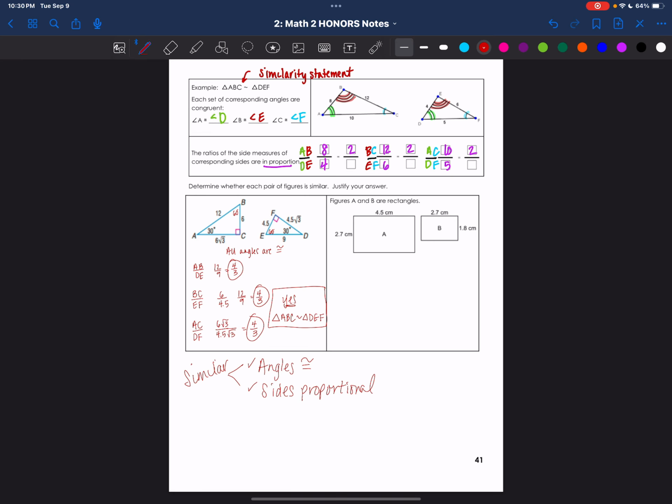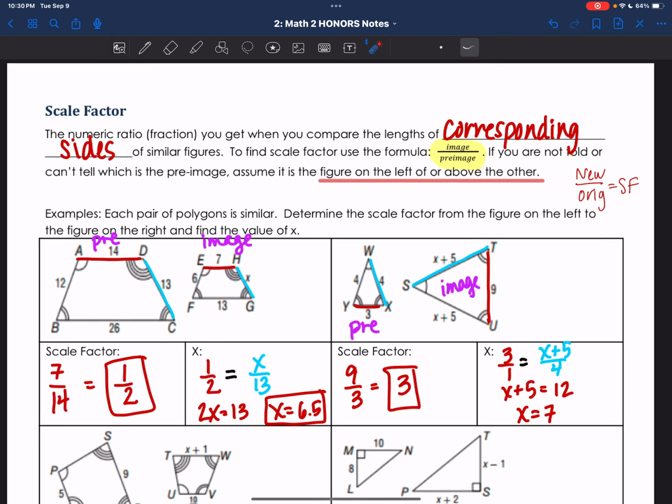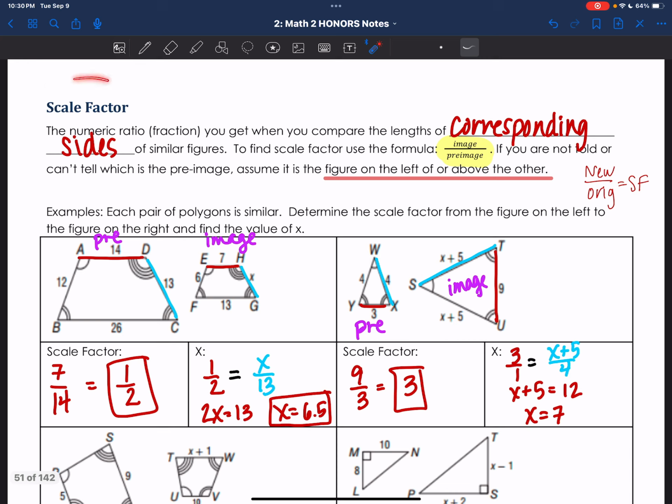Alright, what you're going to do is try this one, see how you do with that, and then we're going to start talking about scale factor. Scale factor is a ratio or a fraction where you compare the lengths of corresponding sides of similar figures. We've talked about scale factor with transformations, but the scale factor is image over pre-image. Sometimes you'll see new over original, but remember, your new is your image and your original is your pre-image.